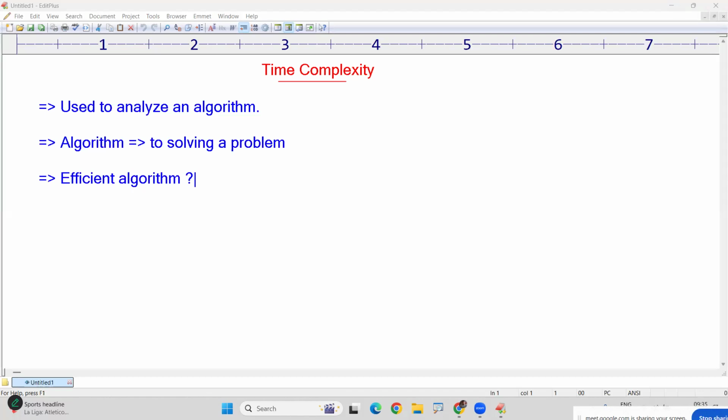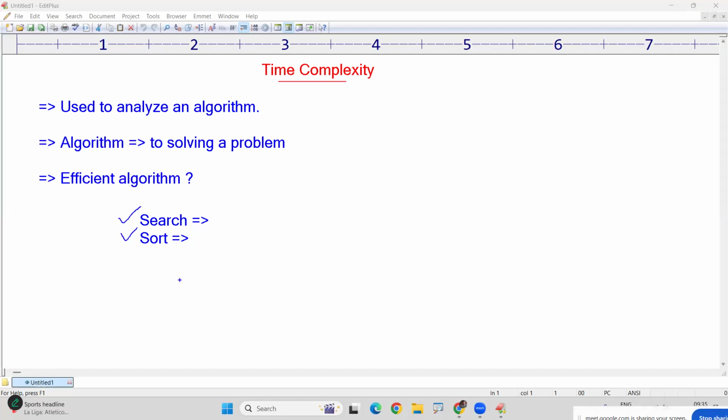To solve problems, they proposed algorithms. For example, a simple example: searching techniques and sorting techniques. Searching means searching for an element in an array or any location. Sorting means arranging the elements either in ascending order or descending order. Different types of searching algorithms and different types of sorting algorithms are given.